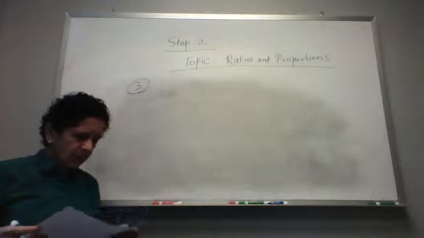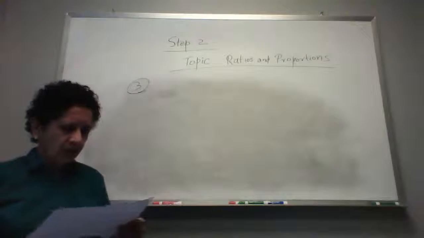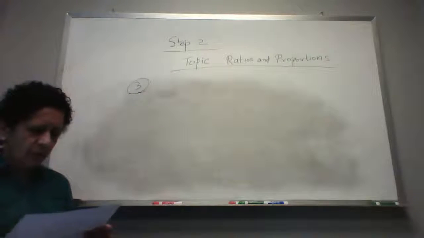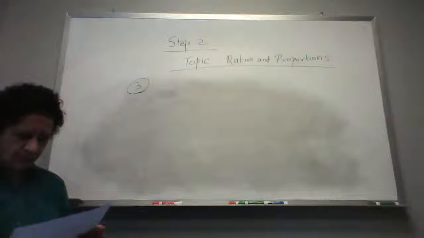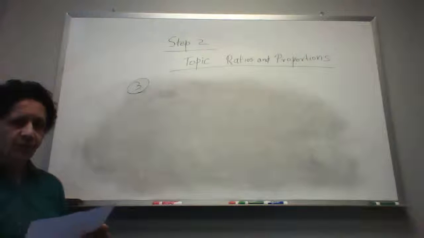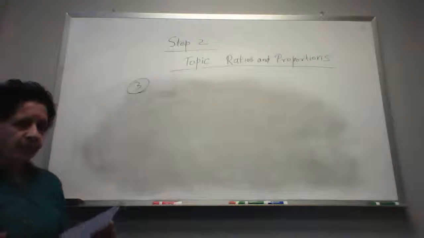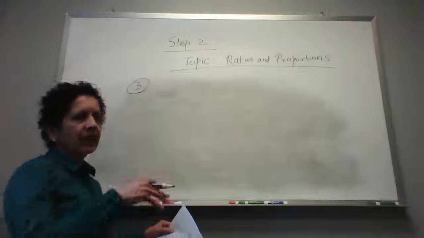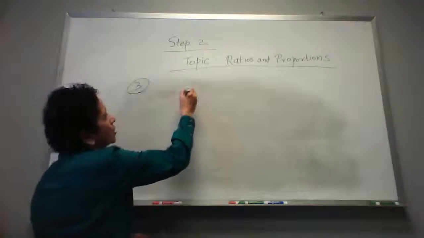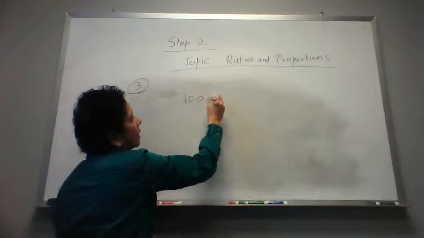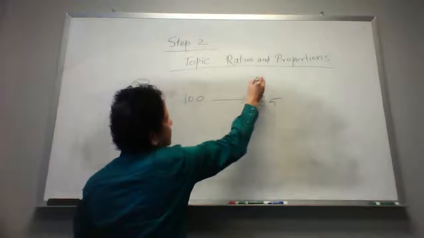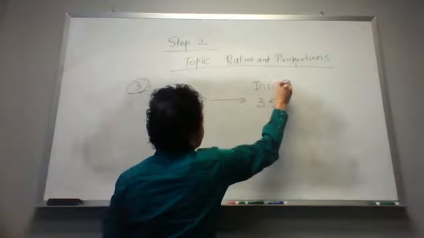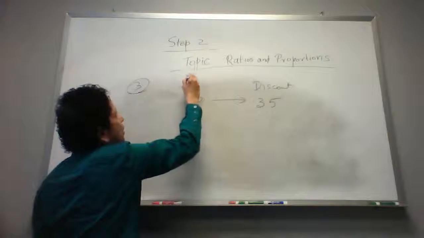So next problem, a shirt costs $45. It's on sale for 35% off. How much is the discount? Okay, so 35% off. So what does this mean? 35% off means that if the original price was $100, the discount is going to be exactly 35. So this is the discount, right? And this is the original price.